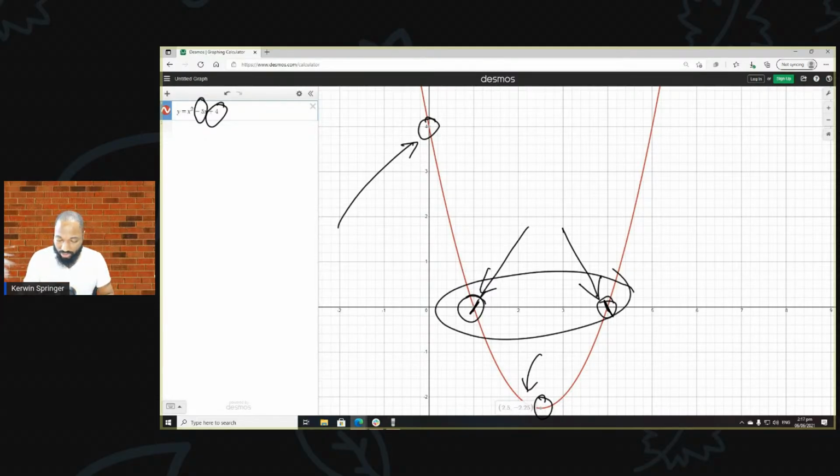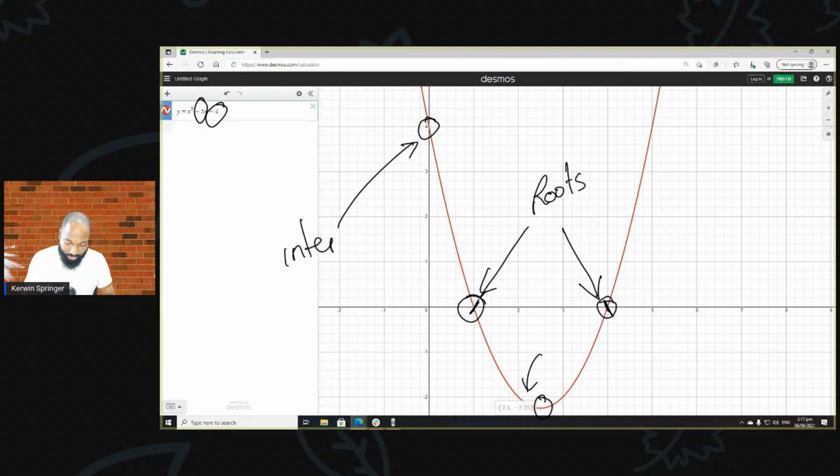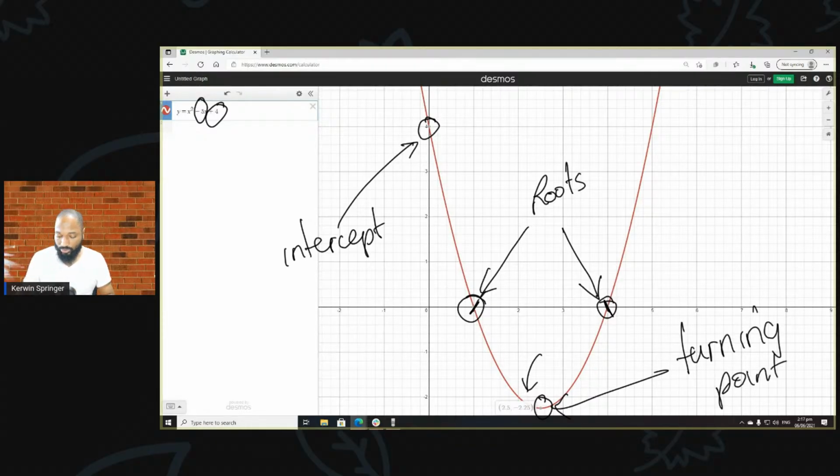The roots, the intercept, we're coming back to this. Remember, we're going to complete the square now. And the minimum point. Or I want to use the word turning point, because sometimes the graph could go like this. Let me show you how we can make the graph go upside down. Let me show you.